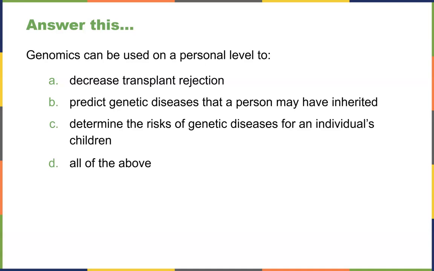So answer that question. Genomics can be used on a personal level to do what? Well, D, right? Decrease transplant rejection, predict genetic diseases, determine the risks of genetic diseases in children. So D, all the above there.